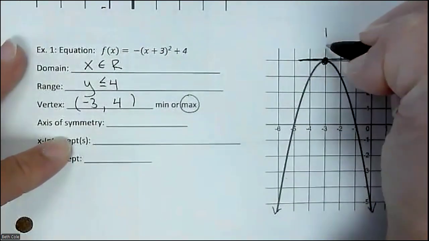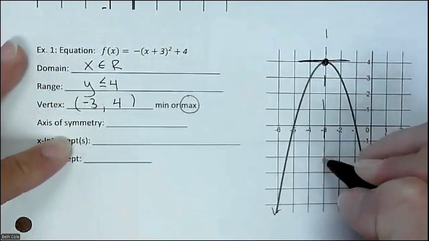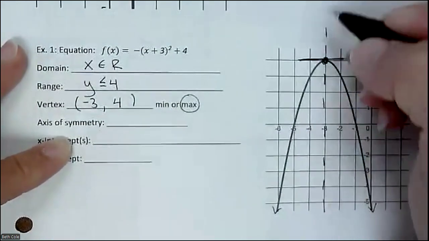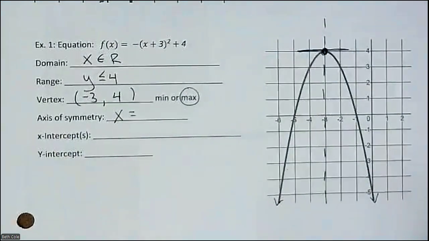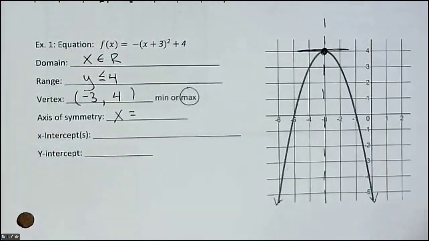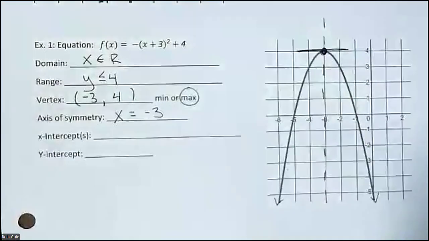All right. The axis of symmetry is a vertical line. If you want to dot it in, you can. It's that line that splits it in half. It's vertical, so VUX, it's going to be X equals, good, -3.